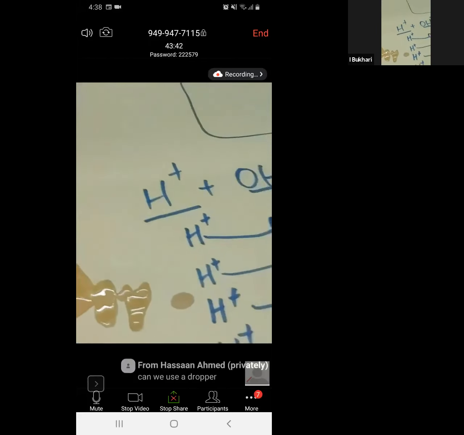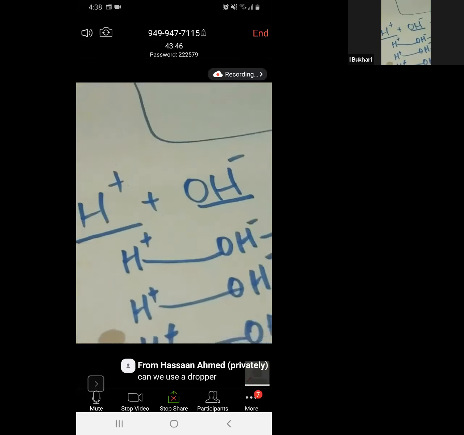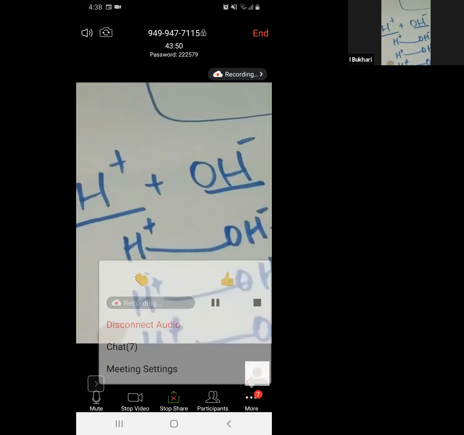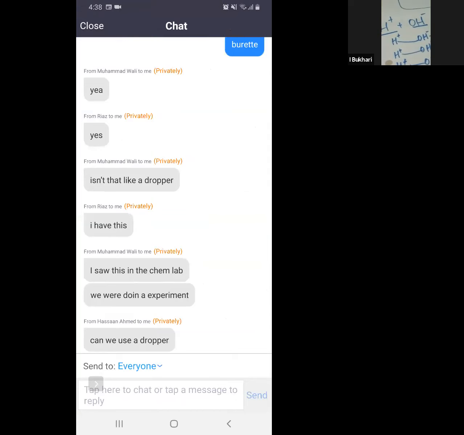Like, if I want to add 25 cm cube of alkali, then I will use a pipette. This is also called a dropper, by the way. That's an easier, layman word for a dropper. Pipette and dropper are the same thing.